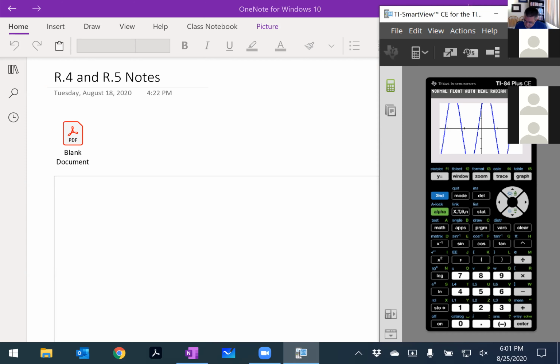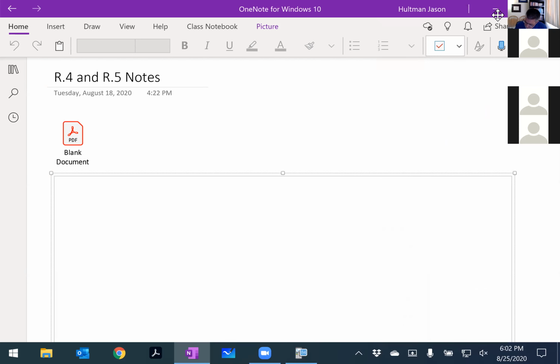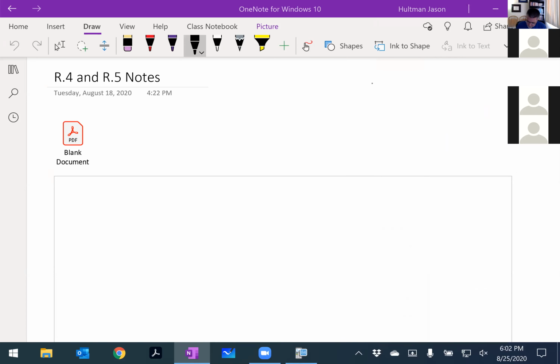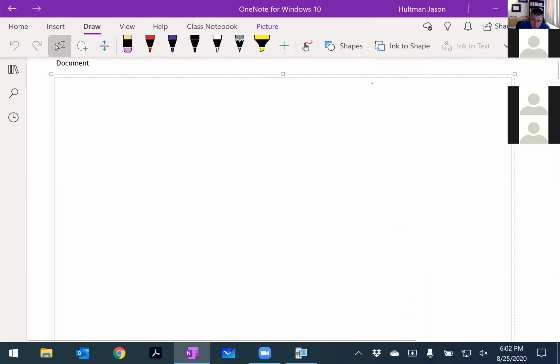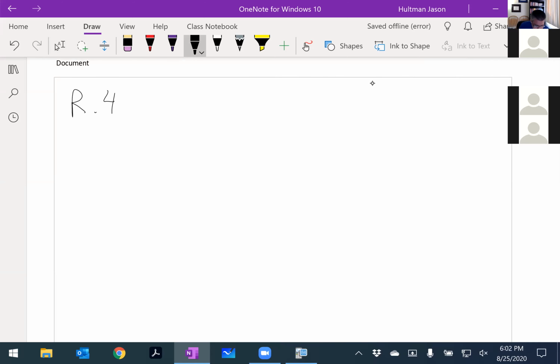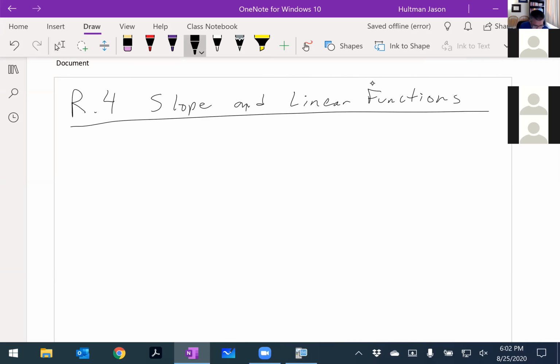Okay, let's jump into R4 and R5, shall we? R4 is slope and linear functions. So this really is just a review of basic algebra. Very basic. So R4 is slope and linear functions, lines.